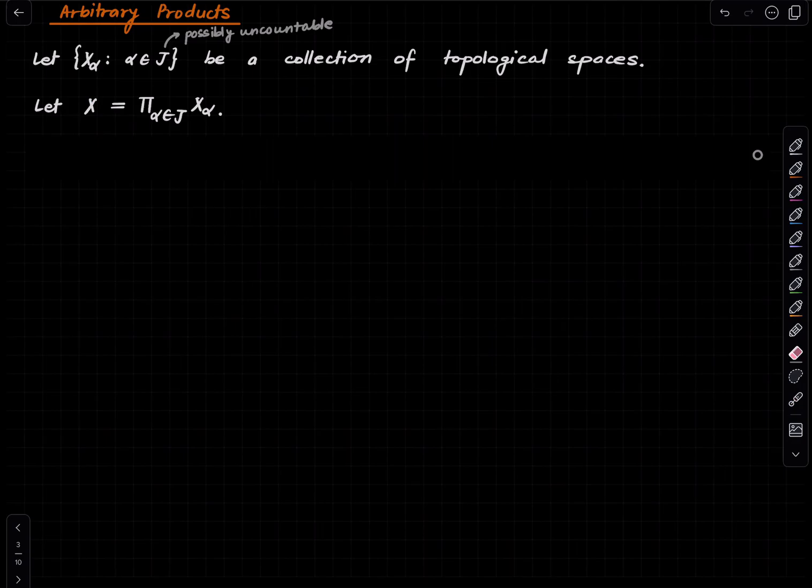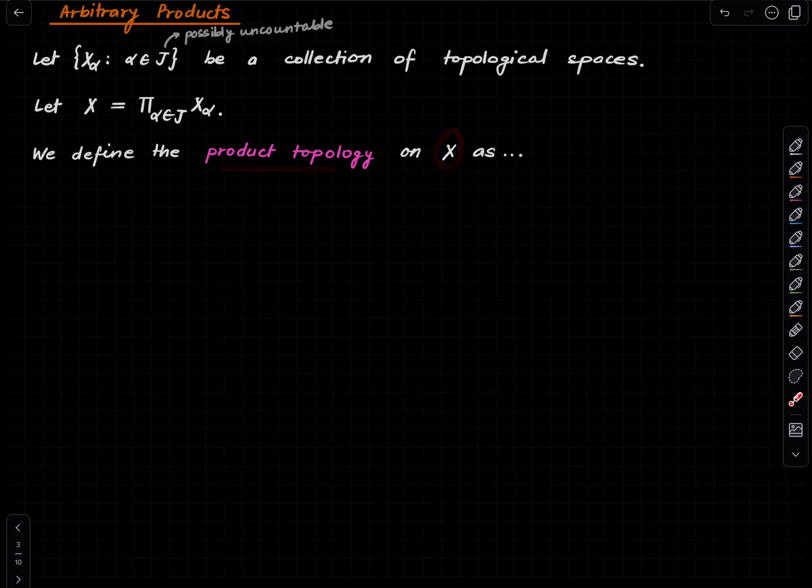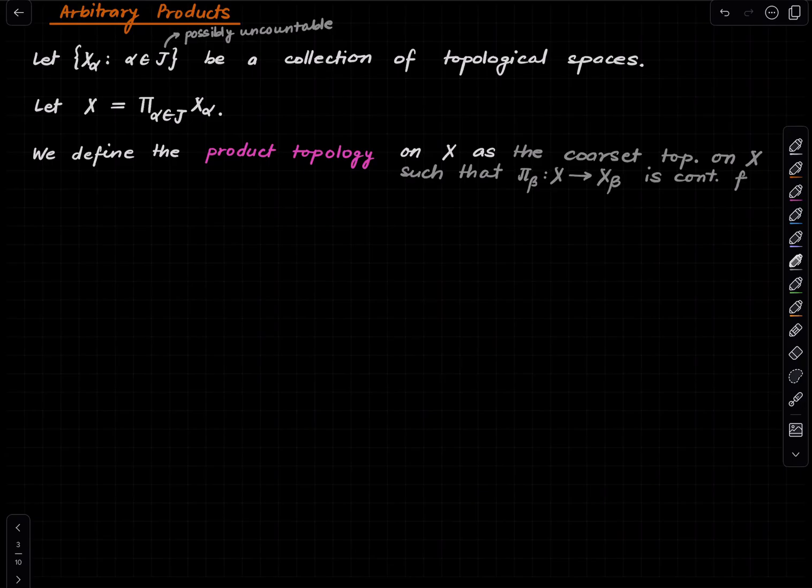And now we define the product topology on this gigantic set as, no surprises, you can finish this statement yourself, the coarsest topology on X such that pi beta is continuous for each beta in J.